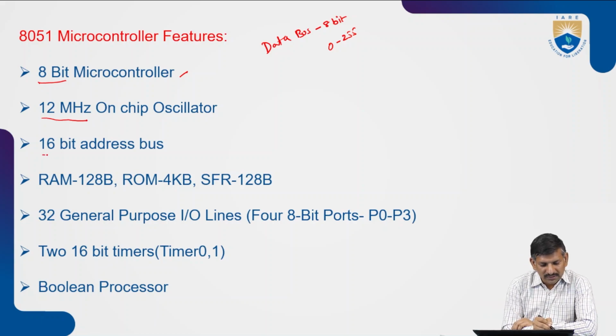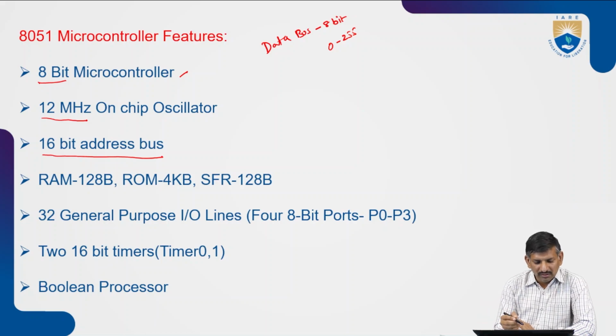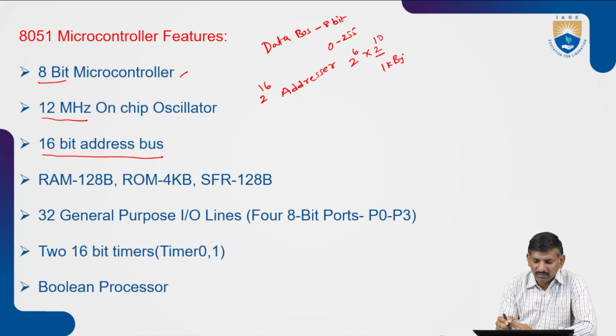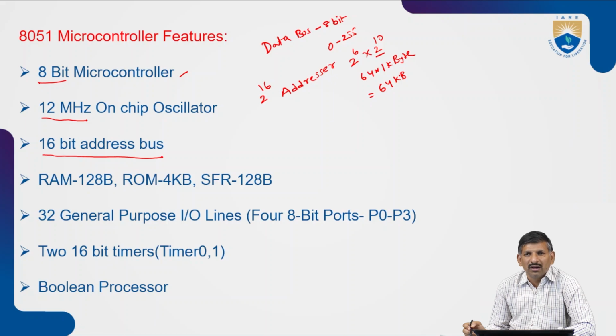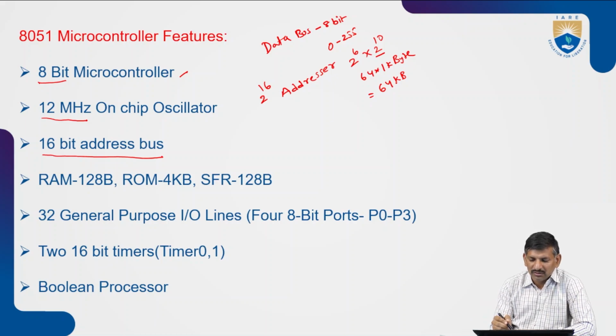Next, it contains a 16-bit address bus, which means it can generate 2 power 16 addresses. That means the address range is 2 power 16, which is 2 power 6 into 2 power 10. 2 power 10 means 1 kilobyte, and 2 power 6 means 64. So totally it can interface up to 64 kilobytes of memory locations, either on chip or off chip. So it can generate 2 power 16 addresses, that is 64 kilobytes of memory locations.